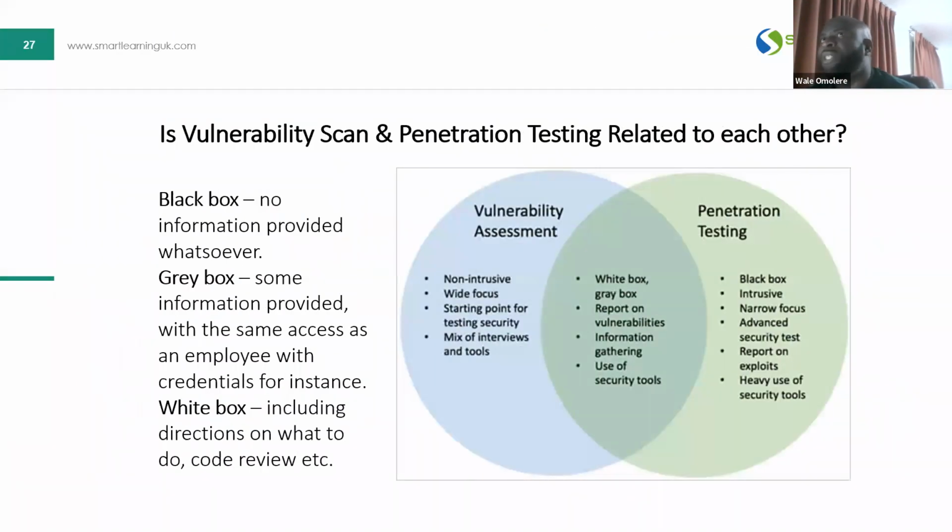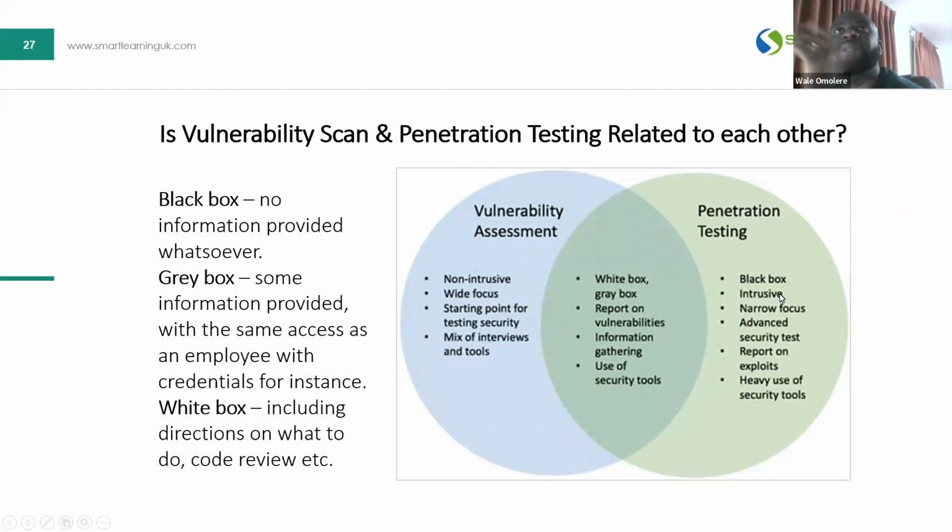All right. So this particular slide has a question. It says, are vulnerability scanning and penetration testing related to each other? What this picture depicts is a comparison of both of them, to see where they overlap, if there's any. If you look at the illustration here, you can see that vulnerability assessment or vulnerability scanning is non-intrusive, all right? But penetration testing is.